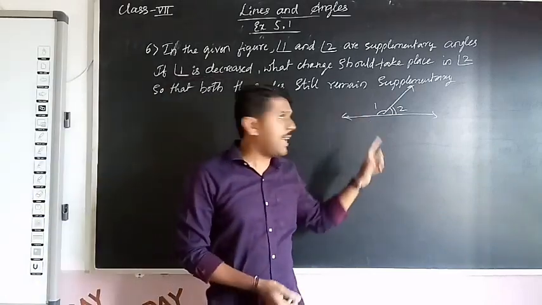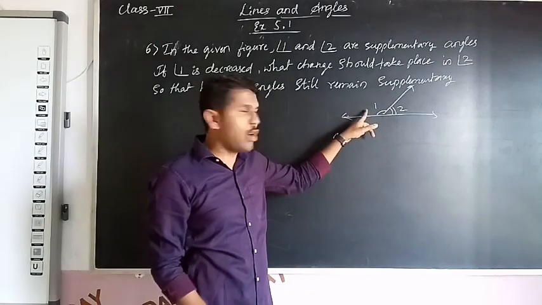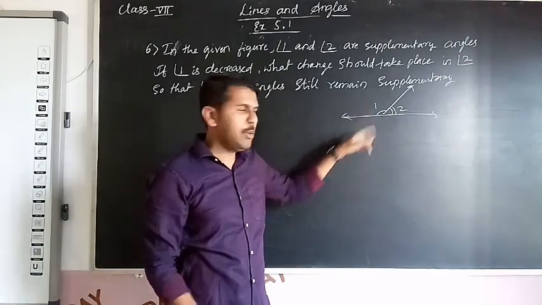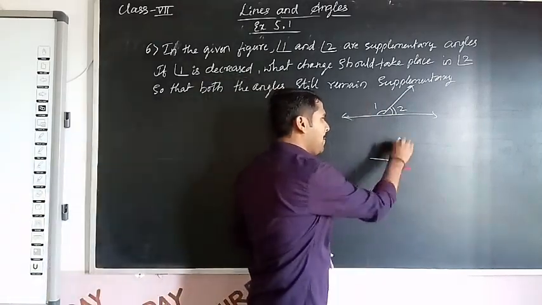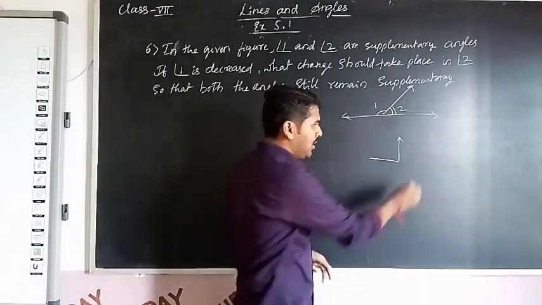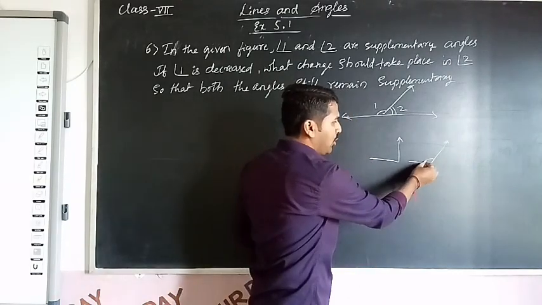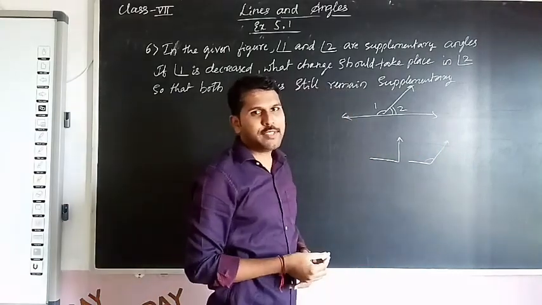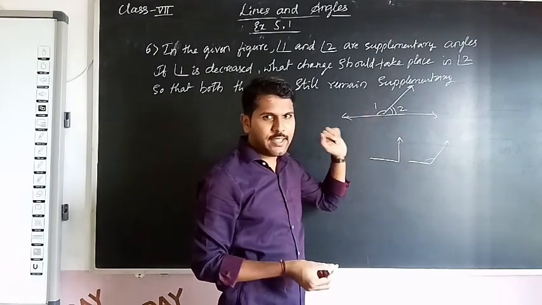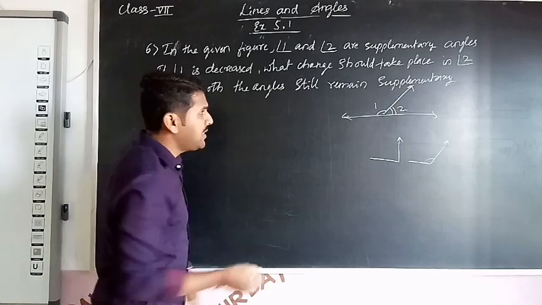So let us consider angle 1. We can take it as a. Angle 1 is an obtuse angle. Can we say that? Why? Because up to this much is 90 degrees. After this you will get obtuse angles. Why? Because they are more than 90. So here an obtuse angle is there. So what do we have to do? Angle 1 is decreased, so decrease it.